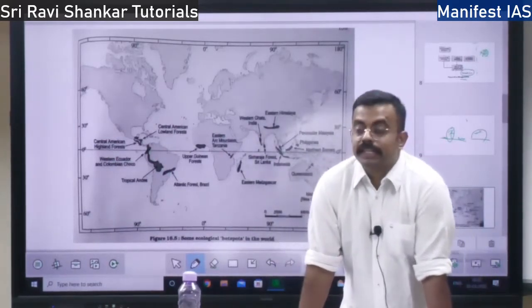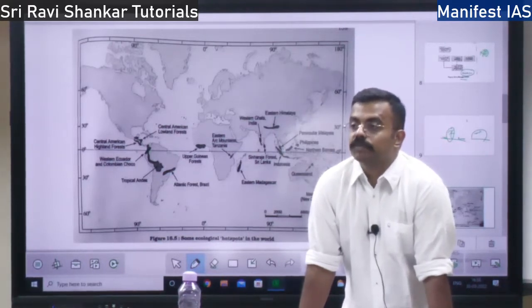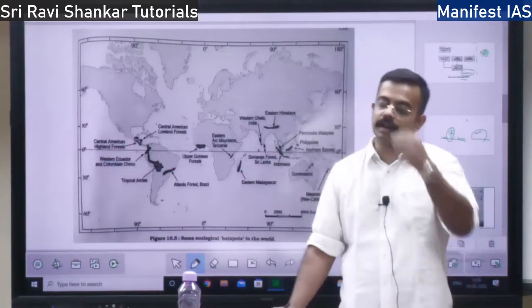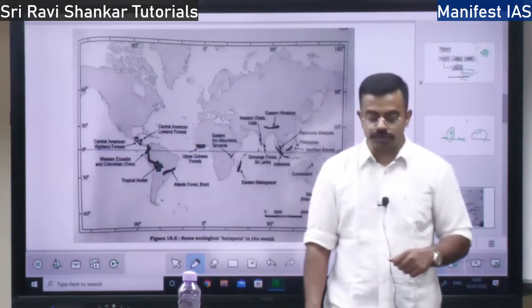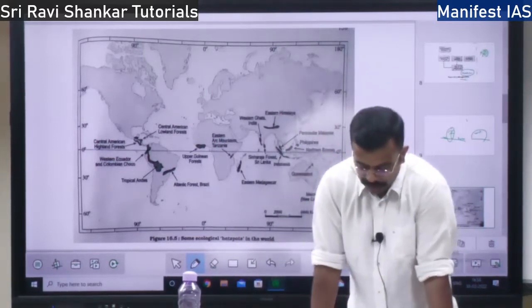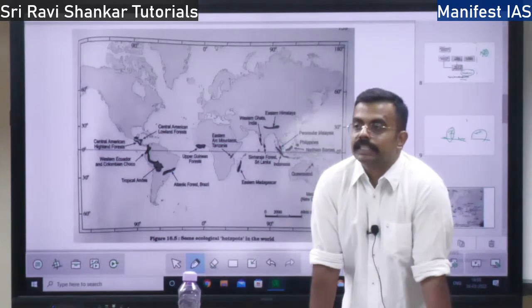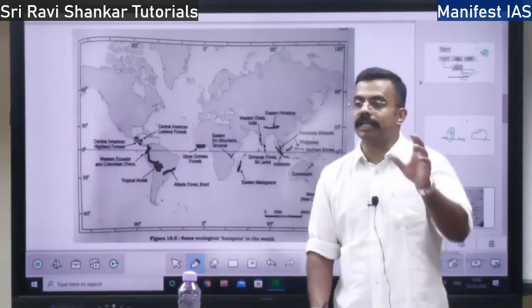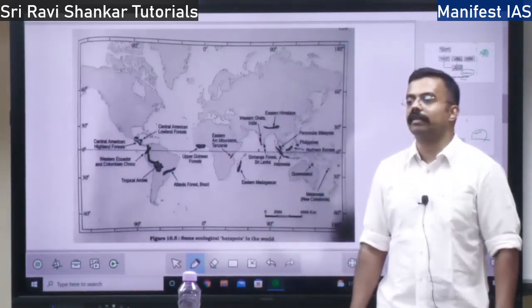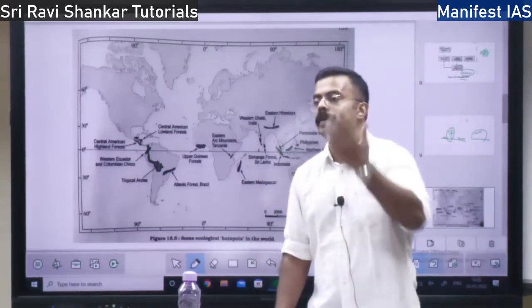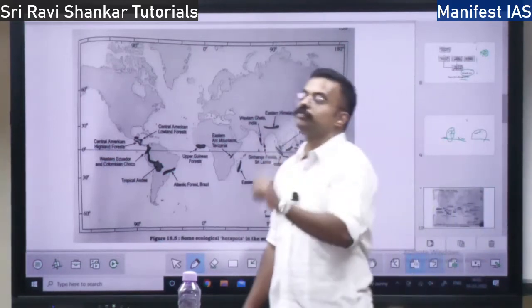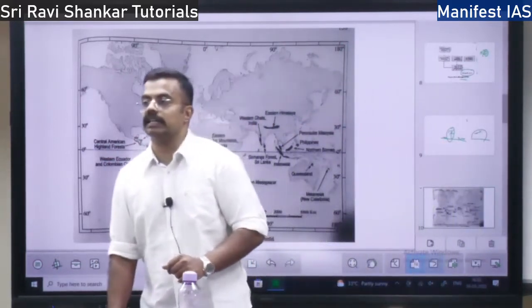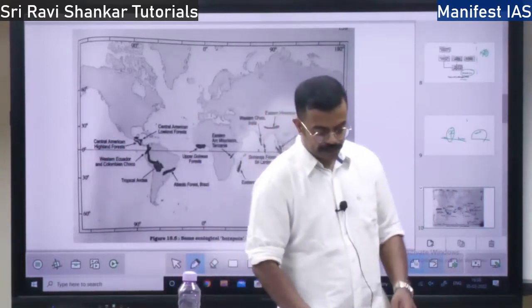So there is the concept of species richness. Species richness means if there are multiple types of animals, if there are multiple types of plants, then it is called species richness, right? Then there is the concept of species abundance. Abundance means for a particular species, how many numbers there are. If you take the tiger species, how many tigers are there? Then you have the species types: how many types of species are there in a particular region, right? So this is the richness, abundance and types of species.